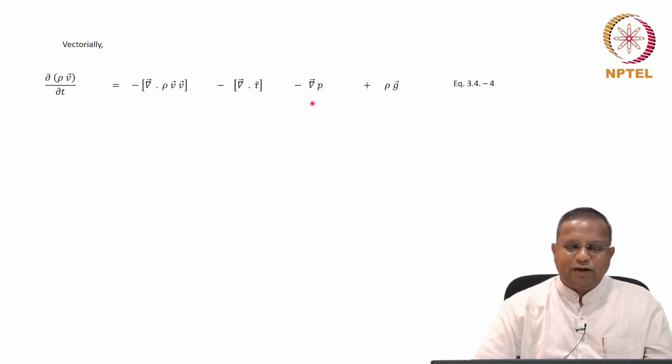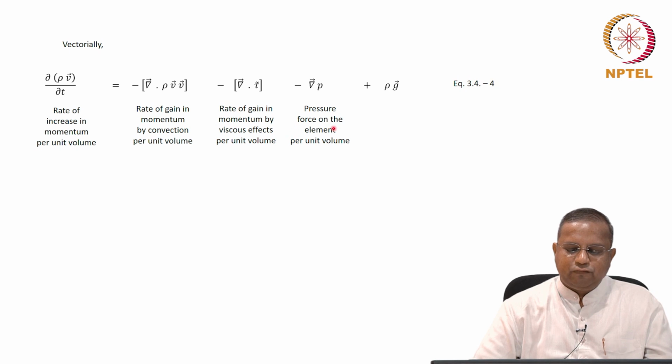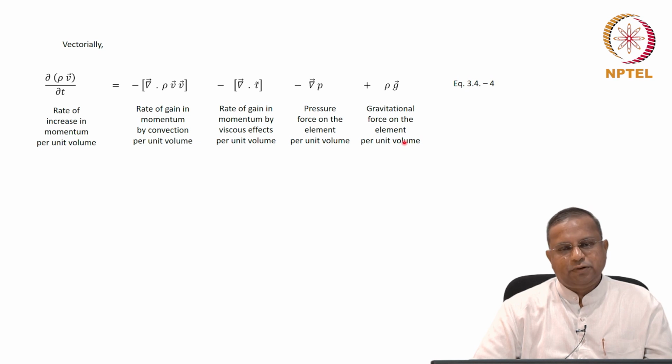I think we need to take a break here. We've been at quite an intense derivation for quite a long period of time. Let's take a break here, I think, but before that, let me say what these are. This is nothing but rate of increase in momentum per unit volume in the control volume in the system. This is rate of gain in momentum by convection per unit volume. This is rate of gain in momentum by viscous effects per unit volume. This is pressure force on the element per unit volume, and this is gravitational force on the element per unit volume. Okay. So these are the various terms that come together in momentum balance in this relationship.